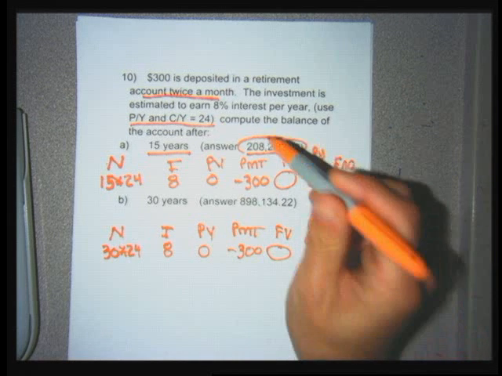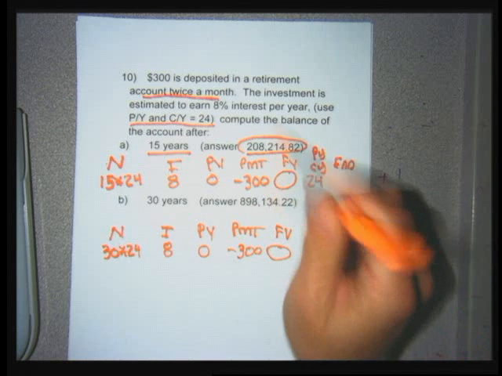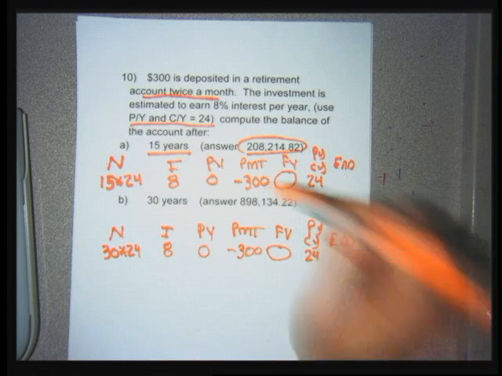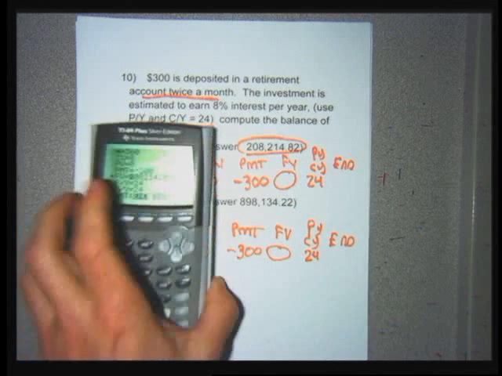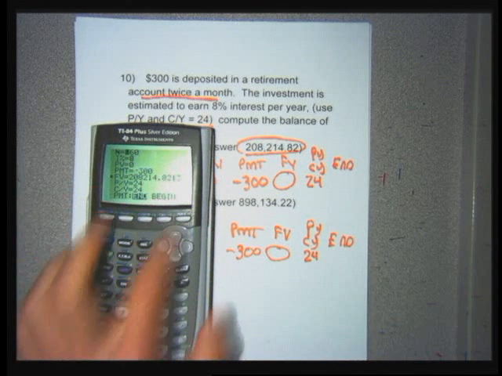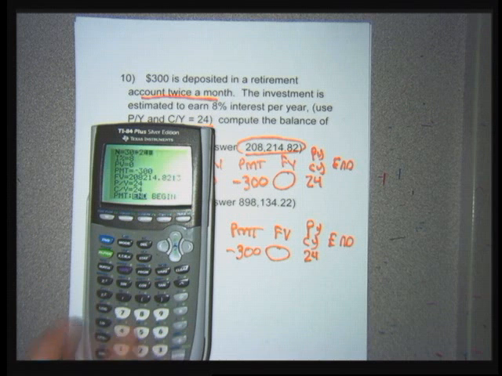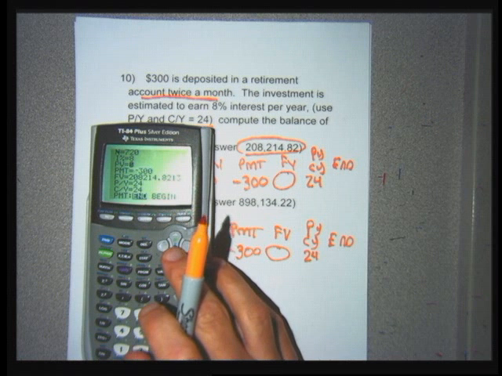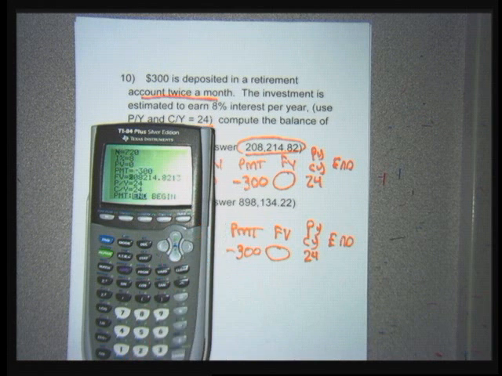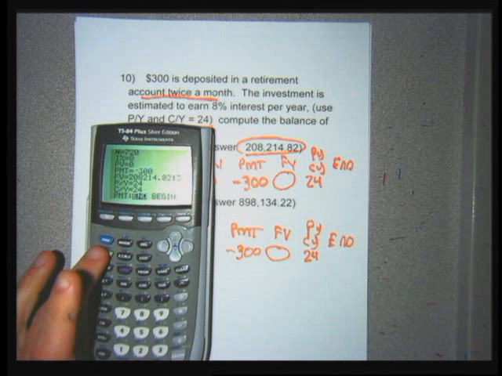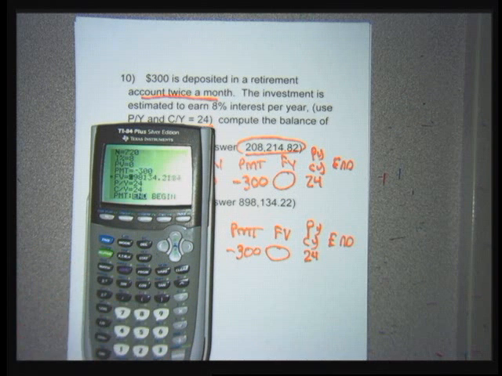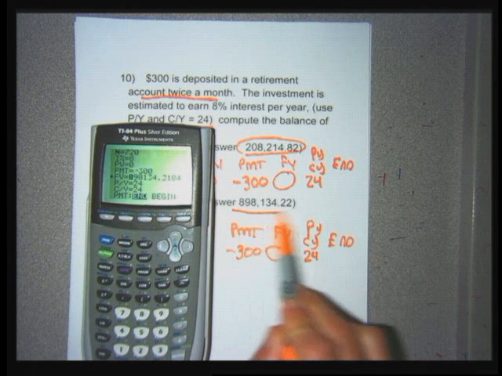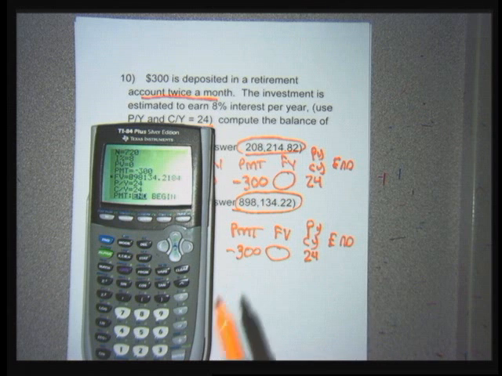So between 15 and 30 years, you don't double your amount. You have almost 4 times your amount. So doing this computation, going up and typing in 30 times 24 for the N, leaving the I at 8, the PV at 0 because I don't have any money saved up already, the PMT 300, everything else is good. I go to the FV, hit my green alpha button, and hit enter, and I get the answer of $898,134.22.